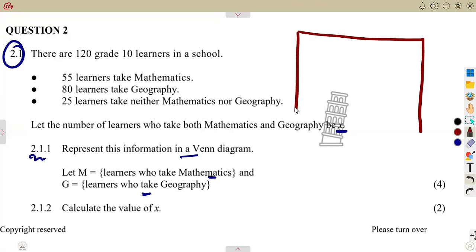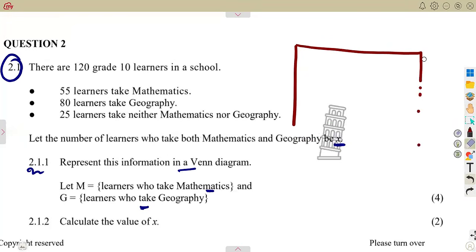Let the number of learners who take both mathematics and geography be X. Represent this information in a Venn diagram. If M are the learners for mathematics and G represents those for geography, how is going to be our Venn diagram? Definitely, we are told that there are those learners who take both mathematics and geography. As we are to represent this Venn diagram, we're already told the learners who are taking both.